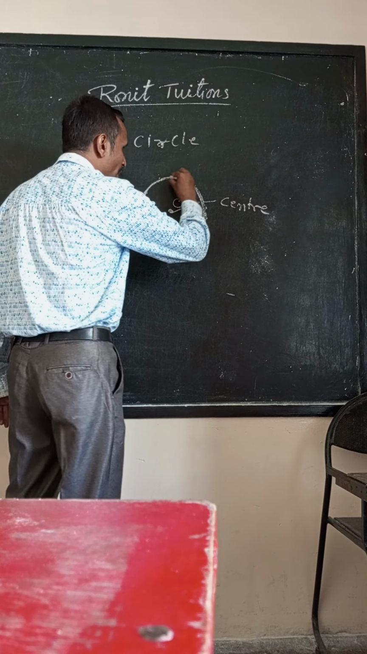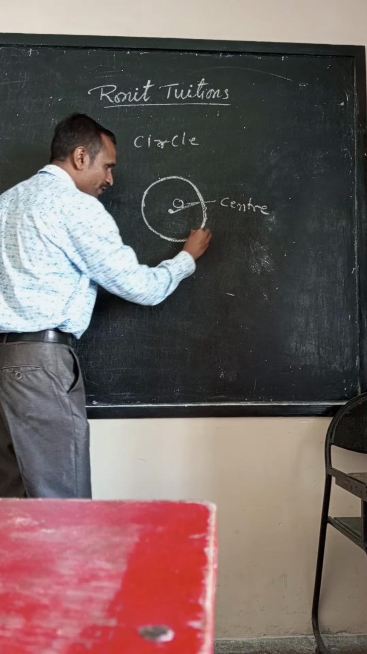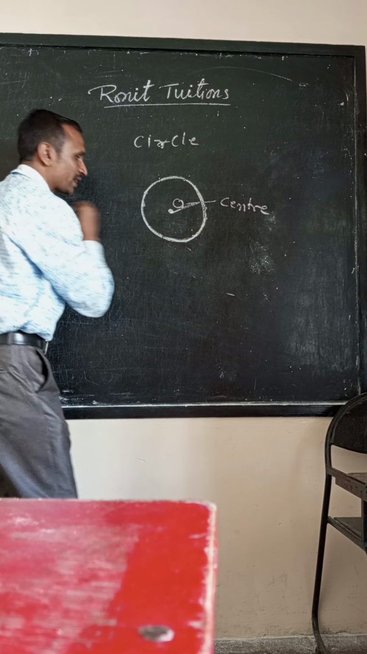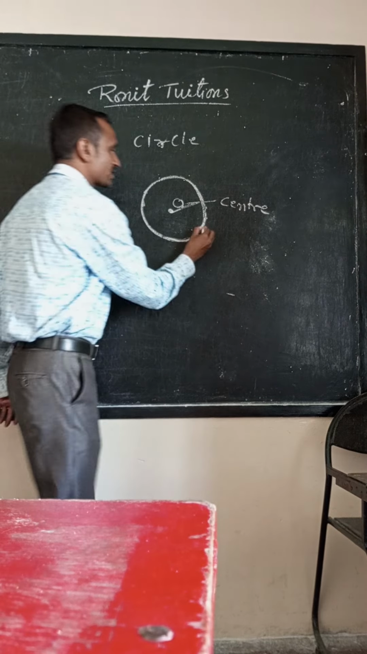Whatever points you join together, they become one curved line, and that closed curved figure is called the circumference.